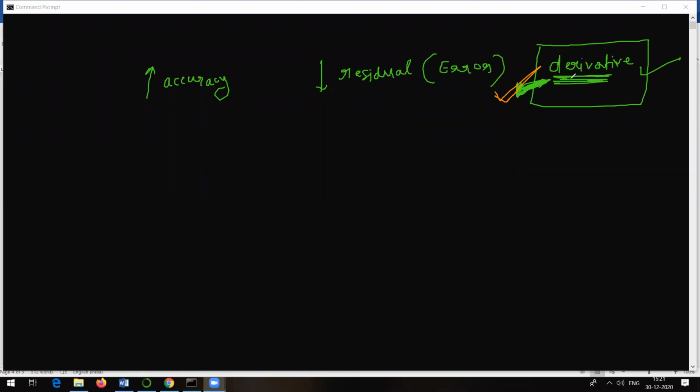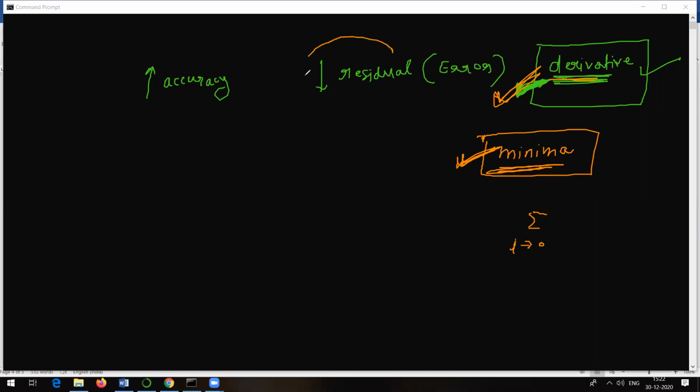Always remember why we learned about derivatives: derivatives are actually used to find out the minimum. If you people remember the definition of derivative, right? Summation, some i tends to zero, something like that. So we always use derivatives to minimize something or to find the minimum value of something. To decrease the residual or to decrease the error, we are going to make use of derivative.